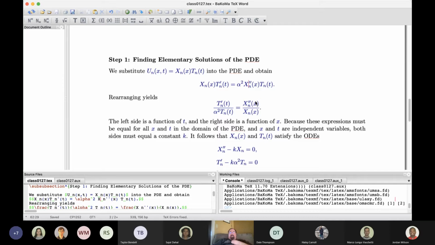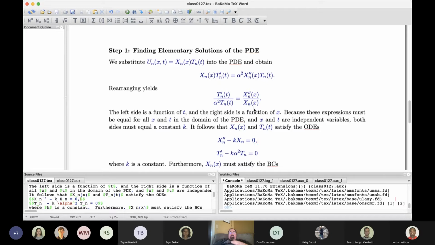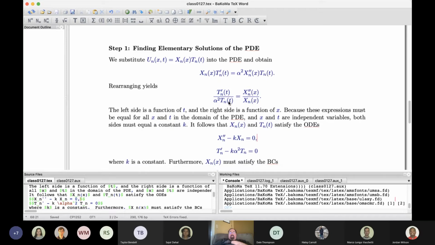Then I can say that X_n double prime over X_n is equal to k, and that leads me to this ODE from the right side. And similarly, I have this ODE from the left side. So that is how I've separated a PDE in two variables into two ODEs, each of which depends on one of the two variables.